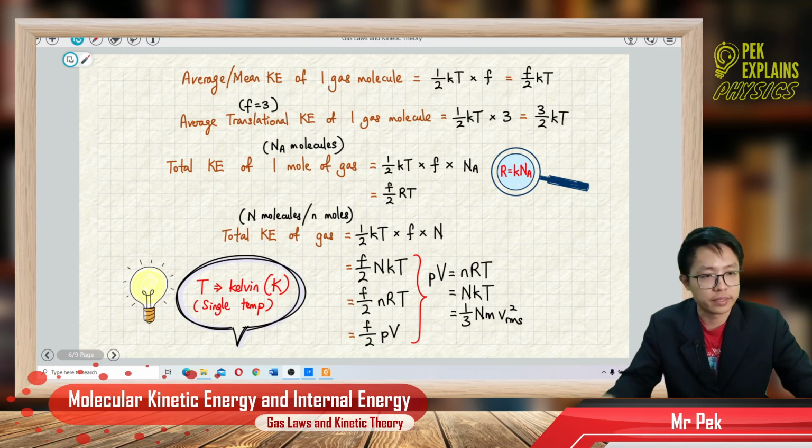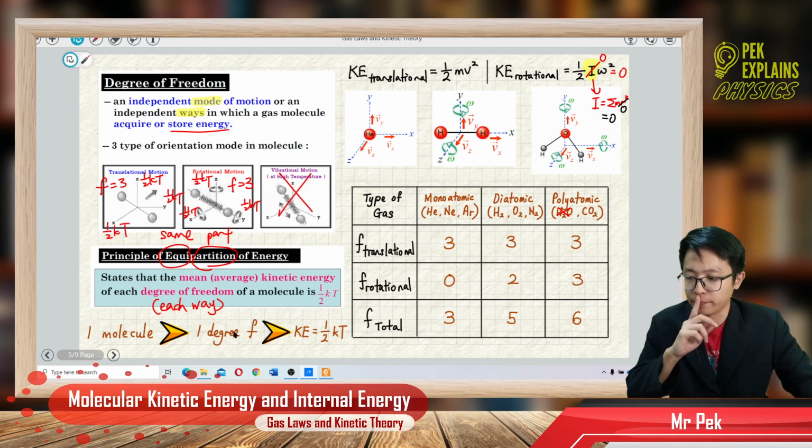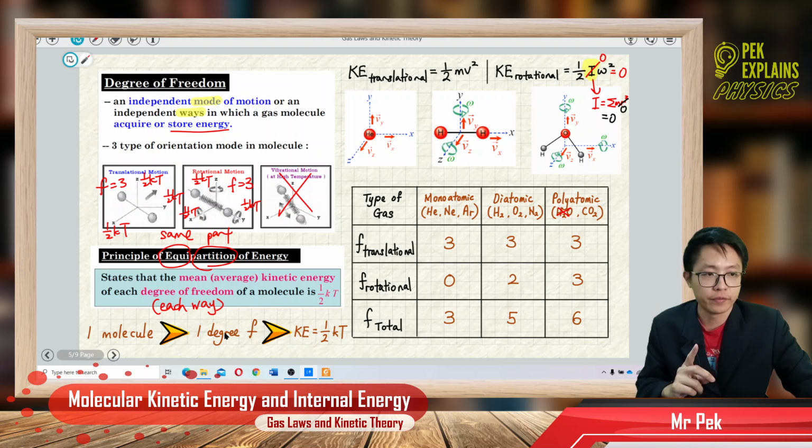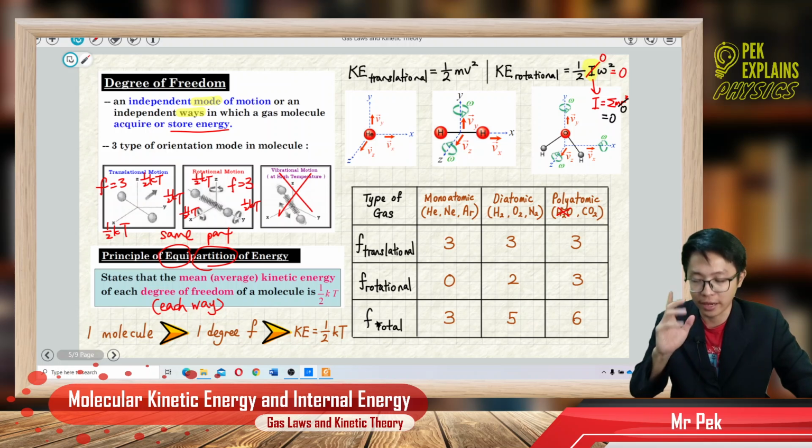Okay, now let us talk about the second part of molecular kinetic energy and internal energy. Previously you learned that for each degree of freedom in one molecule, it only stores a kinetic energy of half kT. For 1 degree of freedom in one molecule, it only stores a kinetic energy of half kT. That's the smallest building block of energy.